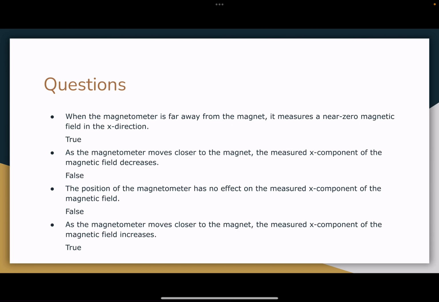Questions. When the magnetometer is far away from the magnet, it measures a near zero magnetic field in the x direction. This is obviously true. For the second question, as the magnetometer moves closer to the magnet, the measured x component of the magnetic field decreases. This is false, as we saw it increases. The position of the magnetometer has no effect on the measured x component of the magnetic field. This is also false. And for the last question, as the magnetometer moves closer to the magnet, the measured x component of the magnetic field increases, and this is true.